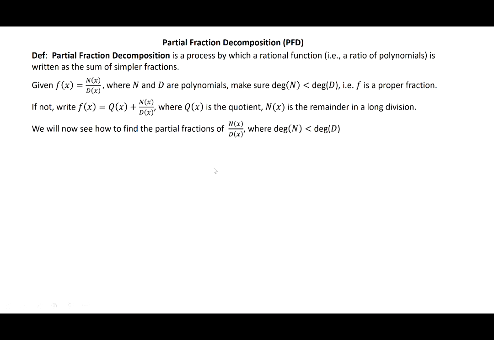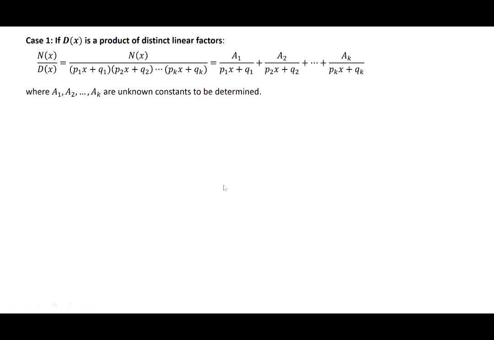So we will now see how to find the partial fractions of a proper fraction. Partial fractions of a proper fraction. Boy, that's a mouthful. Okay, let's get on with it. Cool. Case 1. If the denominator d is a product of distinct linear factors. The denominator d of x is a product of distinct linear factors.